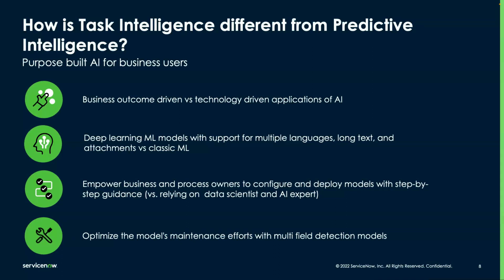Apart from that, the biggest value add it will bring to the existing customers of artificial intelligence is that task intelligence supports a multi-field detection model. So you will see in my demo that I would be creating a single model to detect multiple fields on the incident. So it's very low on maintenance, it's high on performance, and it's very, very easy to configure. With all these benefits, I'll now go to the exercise.